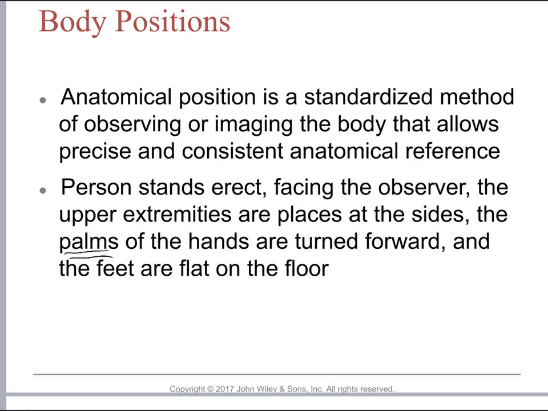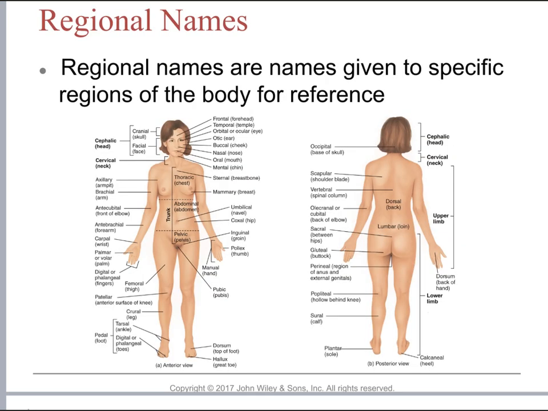Now, anatomical position is important. It's a standardized method of observing or imaging the body that allows precise and, more importantly, consistent anatomical reference. Before we get into regional names, the picture on the left, the girl marked number 1, is in correct anatomical position. She is facing forward, the hands are in a supinated position, feet shoulder width apart.